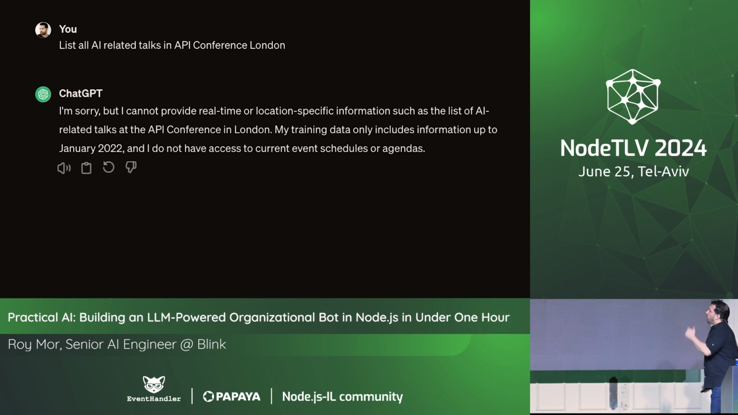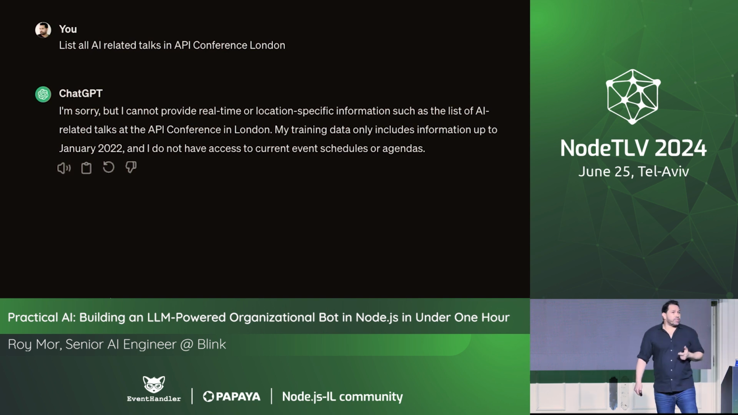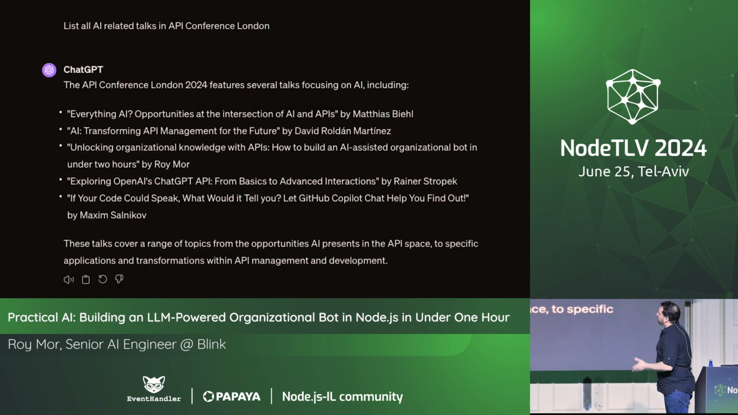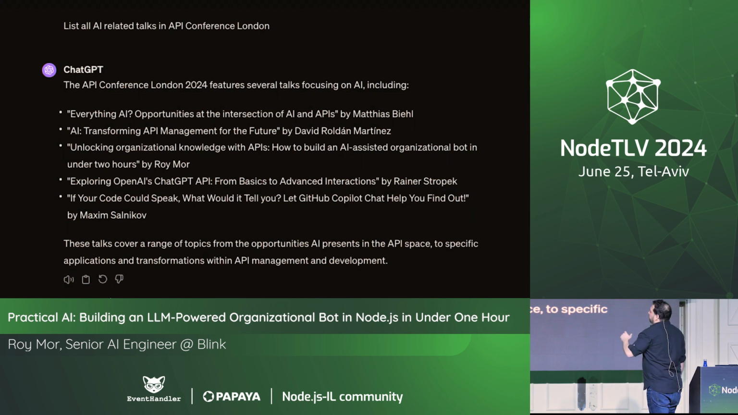But what happened when I went on the website for that conference and copied the schedule, the program, and then pasted it into ChatGPT? Just before that, I asked in the prompt, answer the questions based on the data provided, and then I pasted the program. Monday, Tuesday, Wednesday, it was a long conference. And then in the same prompt, I asked, list all AI-related talks in API Conference London. I got a pretty good response. I got a list of all and only the AI-related talks. This wasn't an AI conference, by the way. It included the talk title, the speaker's name, some nice commentary at the end, and so on. So maybe we can do the same thing.